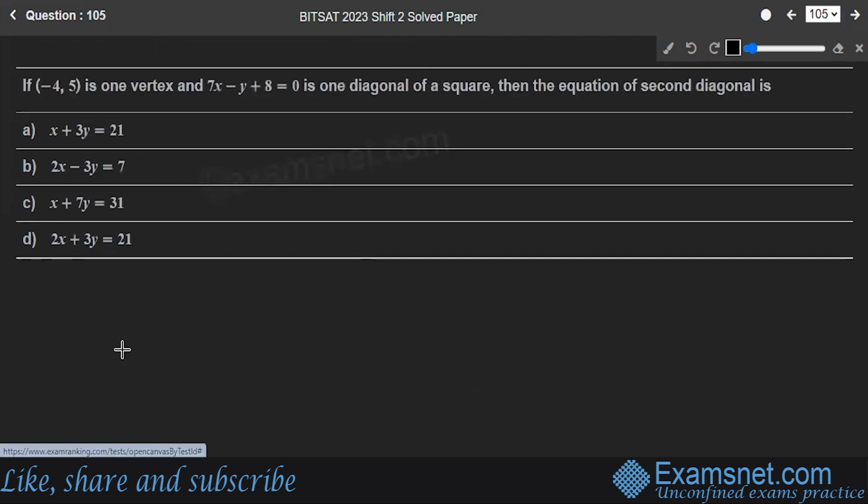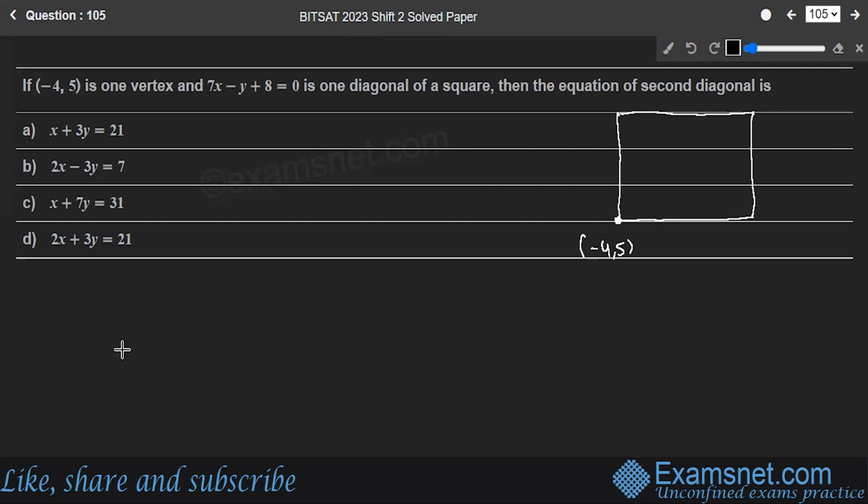Hope you understood this. Next is question number 105. If minus 4 comma 5 is one vertex and 7x minus y plus 8 is equal to 0 is one diagonal of the square, then the equation of the second diagonal is. So here you have one vertex, minus 4 comma 5, and one of the diagonals is given by 7x minus y plus 8 is equal to 0. Now, diagonals of a square are perpendicular and bisect each other. This is the second diagonal.